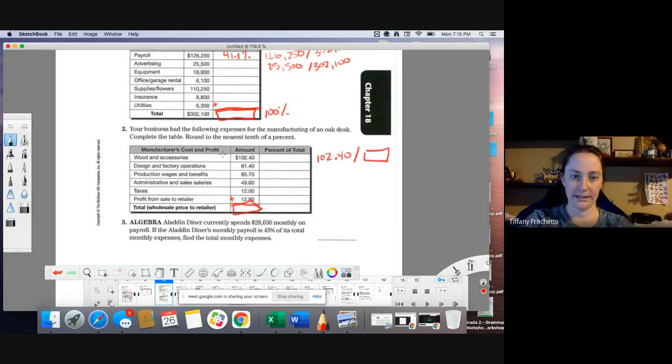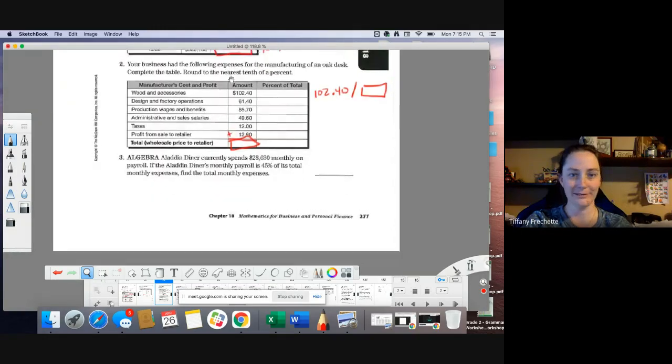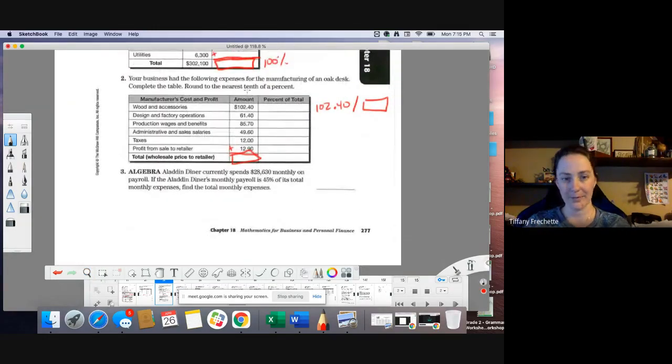All right, let's look at the algebra piece down here below, because I'm going to let you fill the rest of that one out, or the rest of both of those out. All right, algebra. Aladdin Dinner currently spends $28,630 monthly on payroll. If the Aladdin Dinner's monthly payroll is 45% of its total monthly expenses, find the total monthly expenses. All right, so let's write this out in an equation-looking manner so that it makes a little more sense.